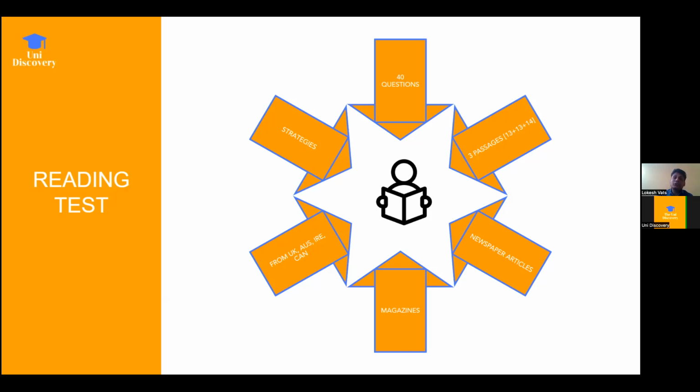The source is coming from the UK, Australia, Ireland, and Canada. Which exact source is it? It is newspaper articles, newspapers and magazines, which are definitely a daily source of vocabulary for native English people in these four countries mainly. Remember, the IELTS examination is made by Cambridge, and that means 80% of the content is made from the newspapers and magazines of the UK.